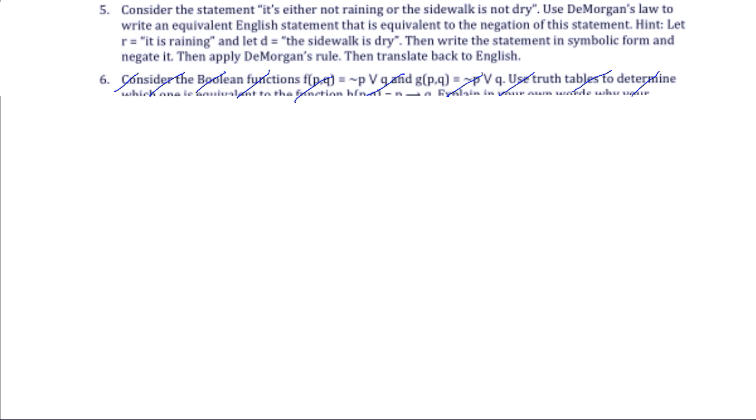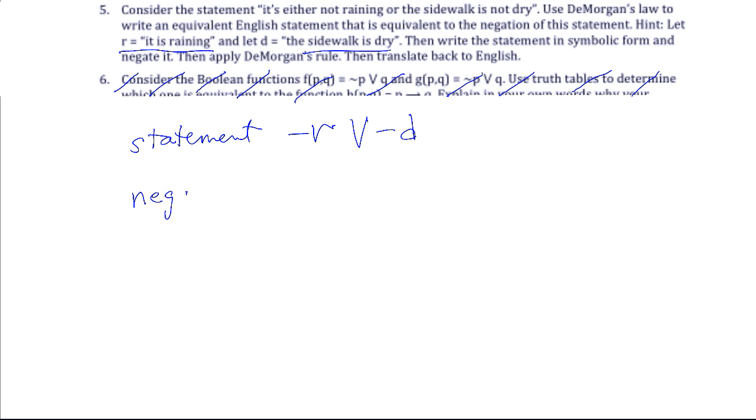So we're going to write this statement in symbolic form, negate it, then apply De Morgan's law. Okay? So let's write this statement down now. Statement is either it's not raining, that would be not R, or the sidewalk is not dry, and that would be not D. So we want to negate it, and so we're going to negate it.